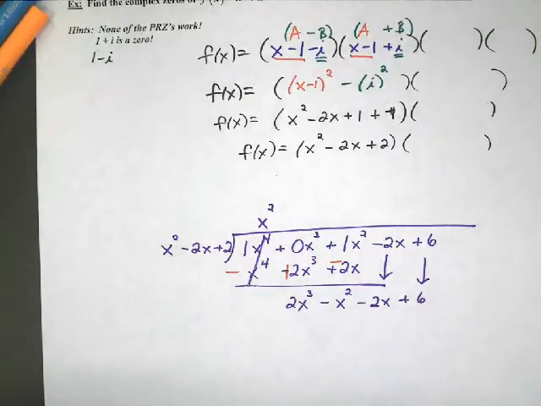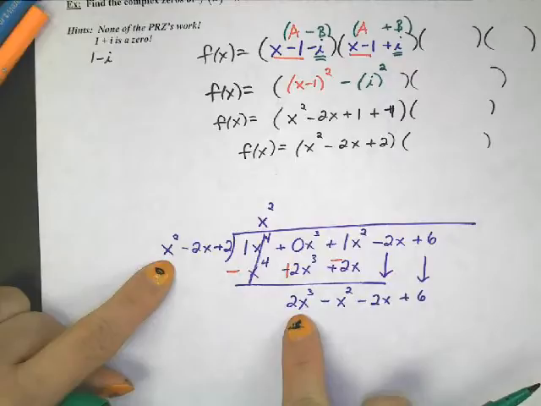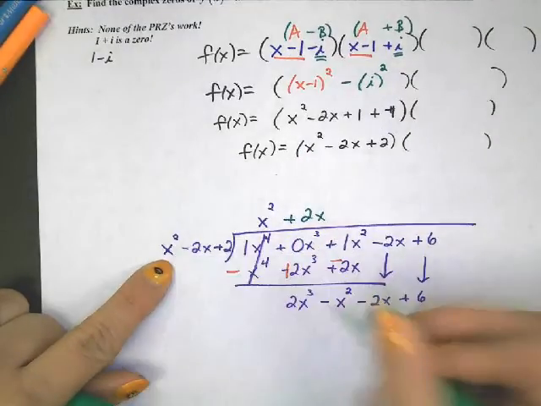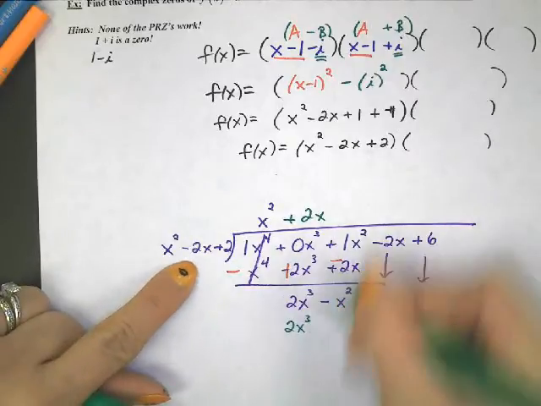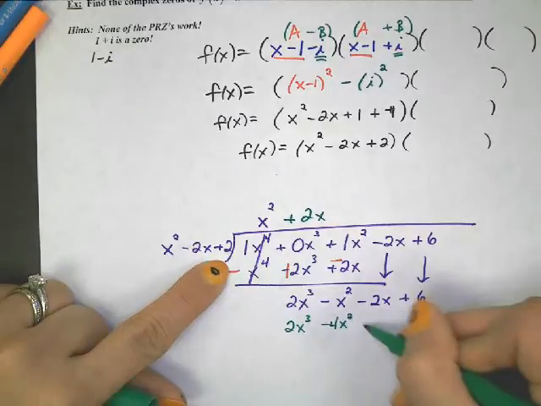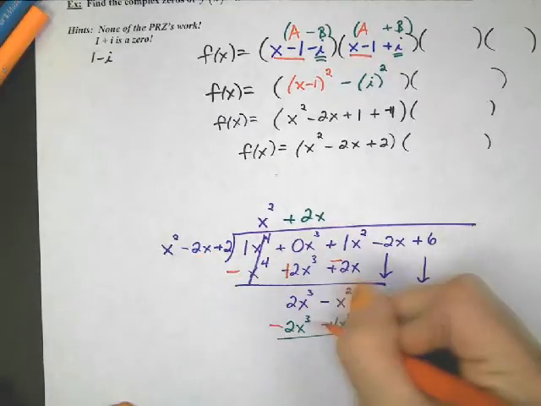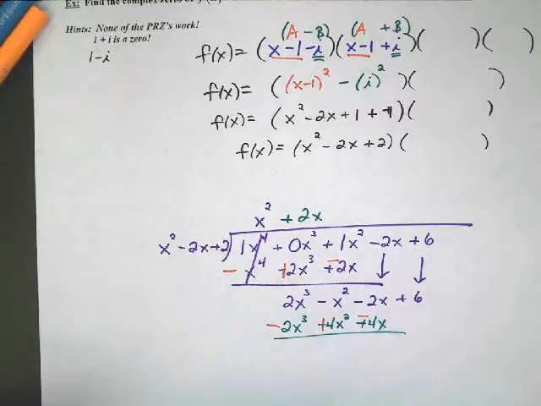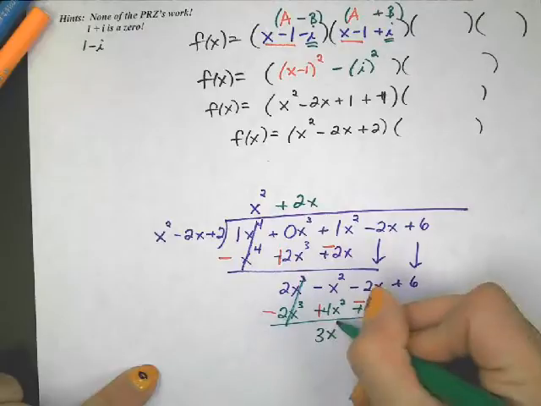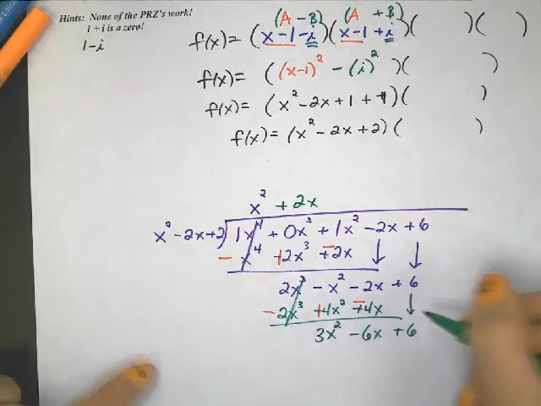Okay, it's time to compare the first term with the first term. He needs a 2 and an x, so plus 2x. I'm going to multiply: 2x cubed minus 4x squared plus 4x. And it's time for my red pen. Change, change, change. First column cancels. 3x squared minus 6x plus 6.